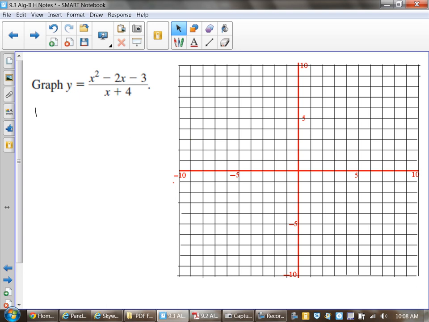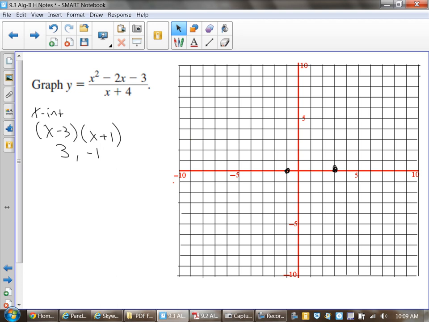First thing we figure out is our x-intercepts. If I'm looking at my x-intercepts, I have to find the zeros of the numerator. So I have to factor: what times what is -3 to get me to -2? -3 and +1. So my zeros would be at 3 and -1. Everybody okay with that? So that means my x-intercepts are at 3 and -1.